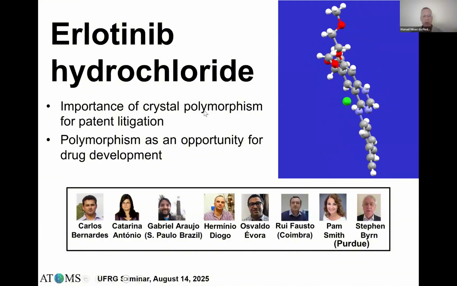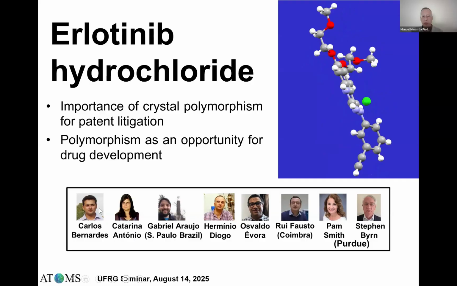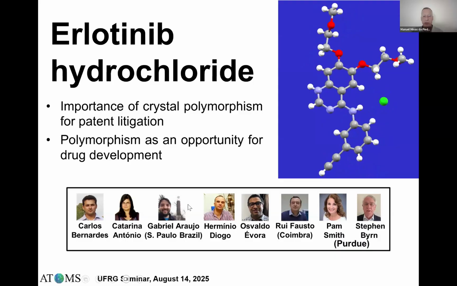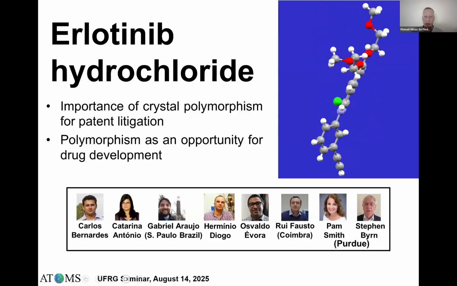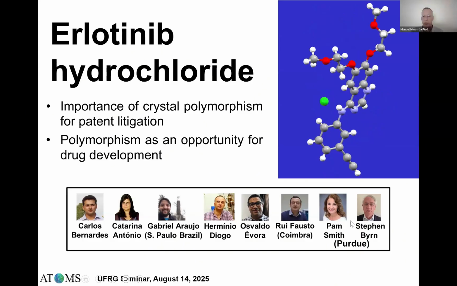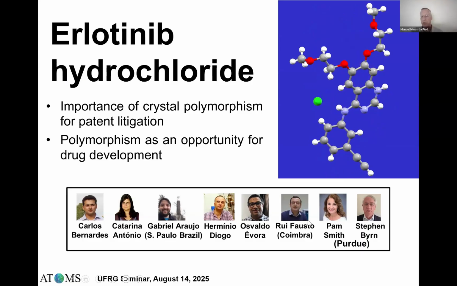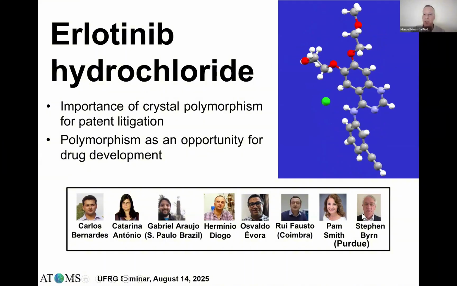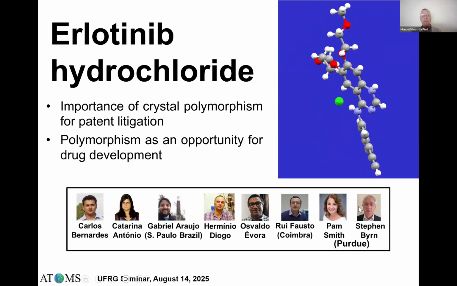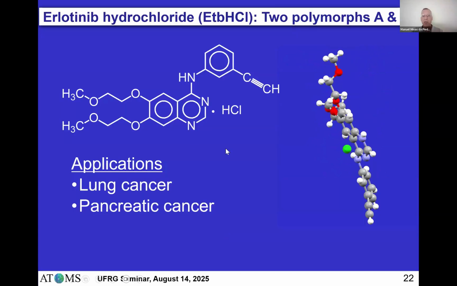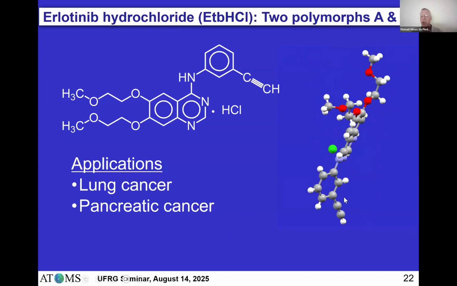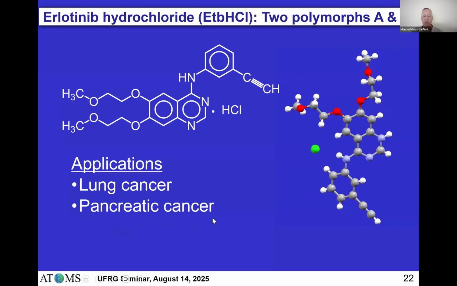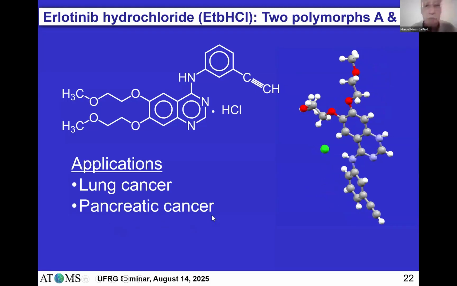And this is something that we did in Lisbon. Here, Carlos, Hermínio, and Osvaldo were involved in the thermodynamic part. Gabriel did a lot of work on solubility and preparation of the polymorphs. Rui Fausto helped us with infrared spectroscopy, and Pam and Stephen Byrne helped us also with infrared spectroscopy data that I'm not going to show. Okay, so the drug, which I hope none of you will have, is used for lung cancer and pancreatic cancer, so two very serious forms of cancer.